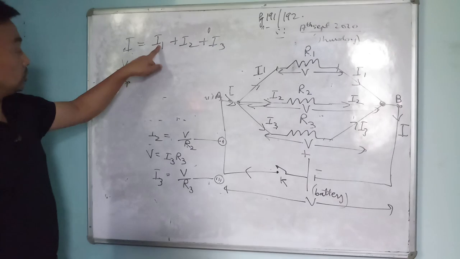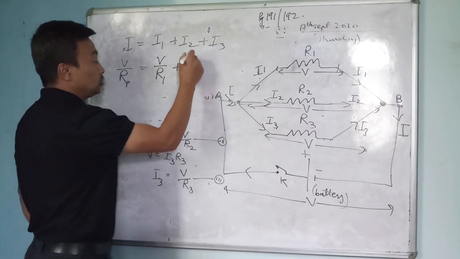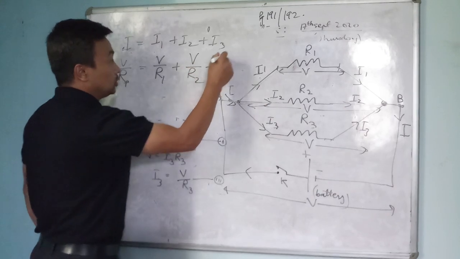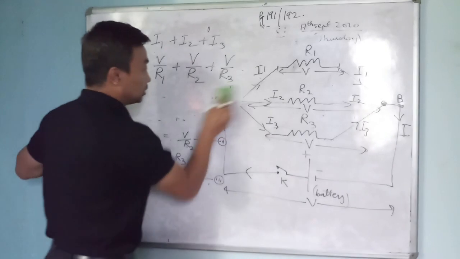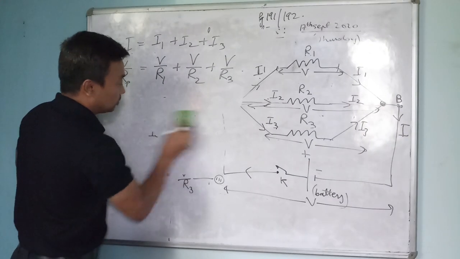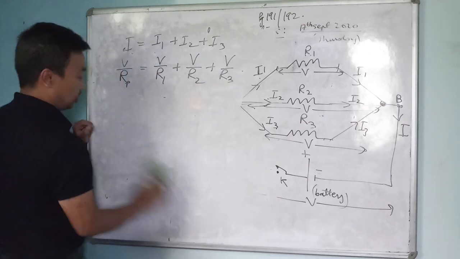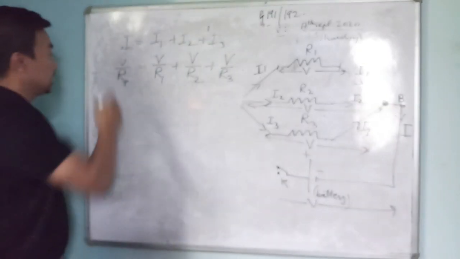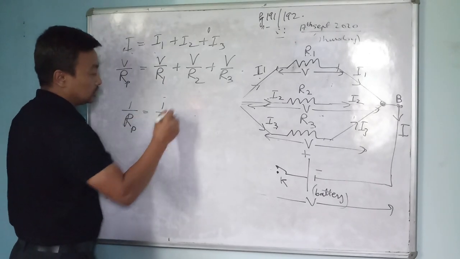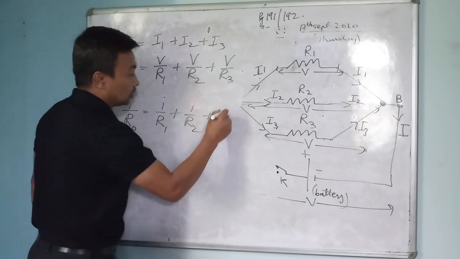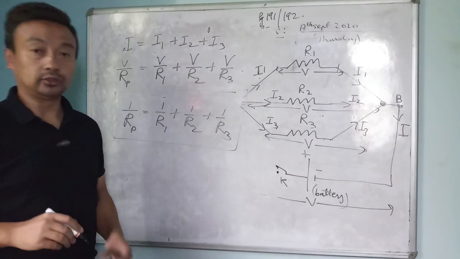Okay. What was I1 you got just now here? V upon R1. I2, what you got? V upon R2. And I3, what you got? V upon R3. Let us take this quickly now. After looking at both the sides, the V will be cancelled from both the ends. So we will get this, like this. So this will be the equivalent resistance in the parallel.